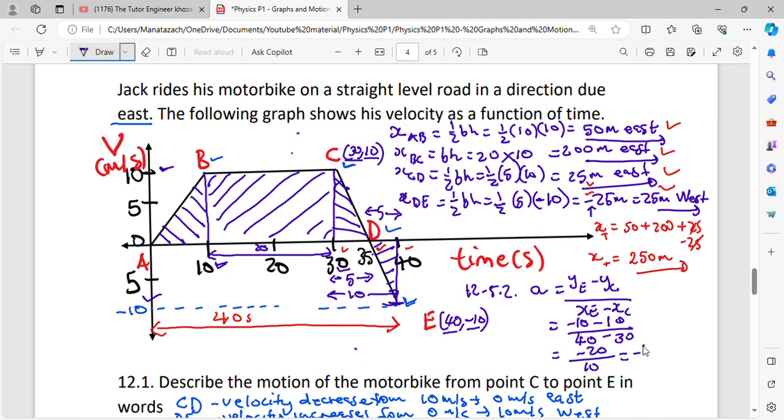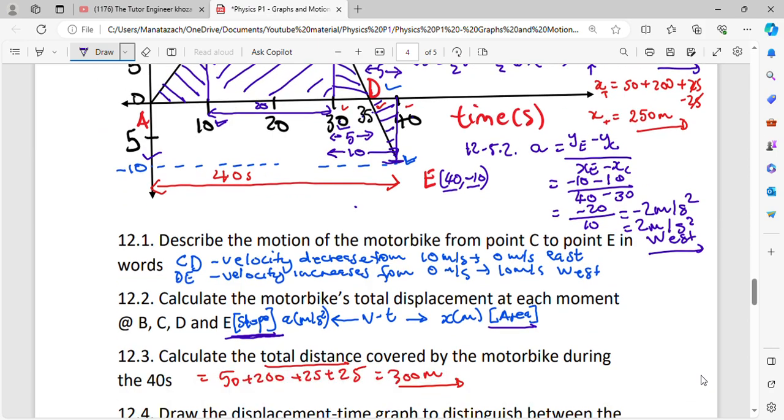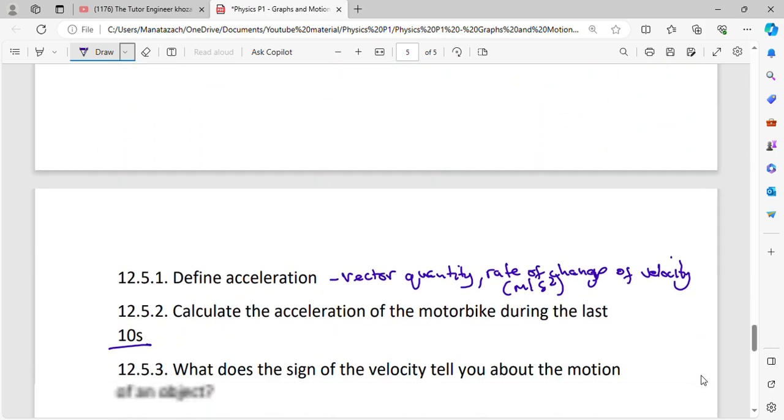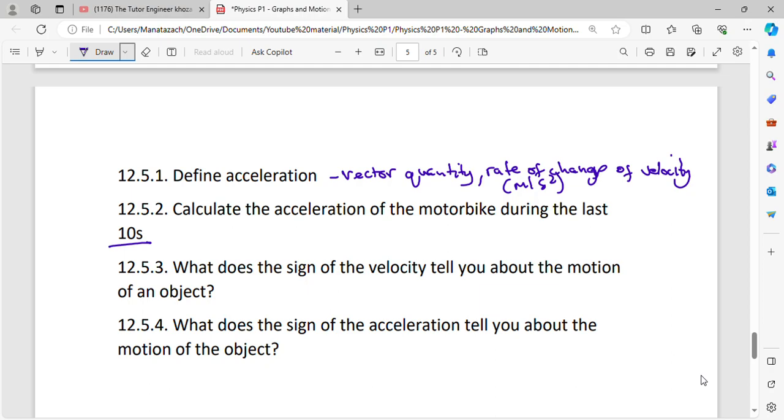The answer is minus 2 meters per square second. Or, since the acceleration is a vector quantity, you can write 2 meters per square second west, in the opposite motion. That's the acceleration. Okay, so we've worked out the acceleration.